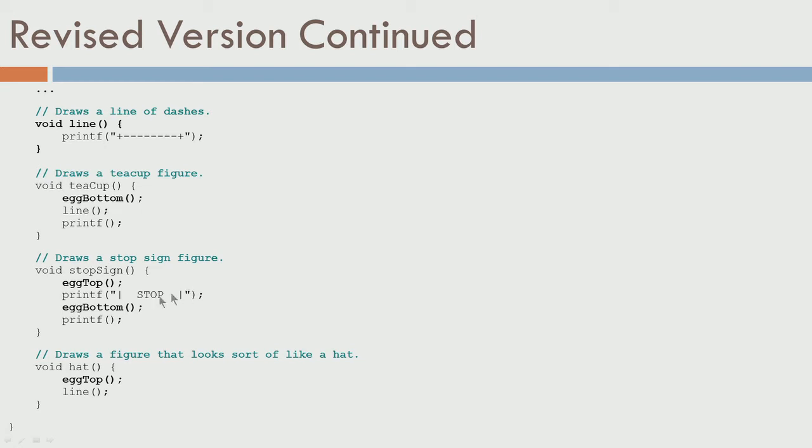So, instead of calling a function, I could just put the printf statement here itself, because it is not used by more than one function. So, the stop sign is required, the stop line is required only for the stop sign, nothing else. Hat, you do not need to do anything new at all. Egg top you have already drawn, you know how to draw a line, you do these.